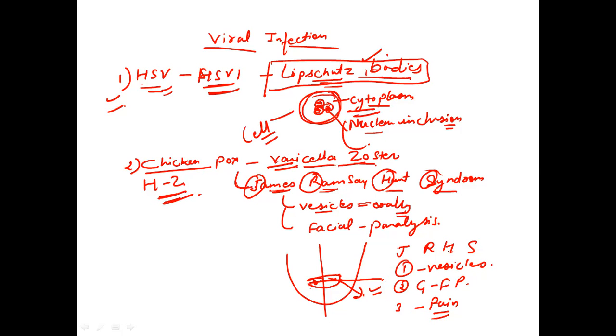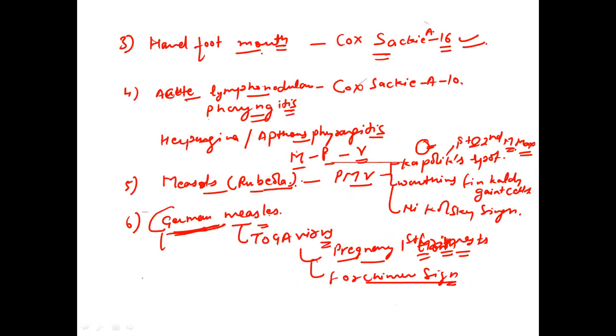We have to remember three things: vesicles in the lip, facial paralysis, then third is pharyngitis, which is painful, right? Then come to your hand, foot, mouth disease, which is caused by Coxsackie A16, and acute lymphonodular pharyngitis, which is caused by Coxsackie A10, with herpangina and aphthous pharyngitis associated with it. There is first macule, then papule, then vesicle formation.